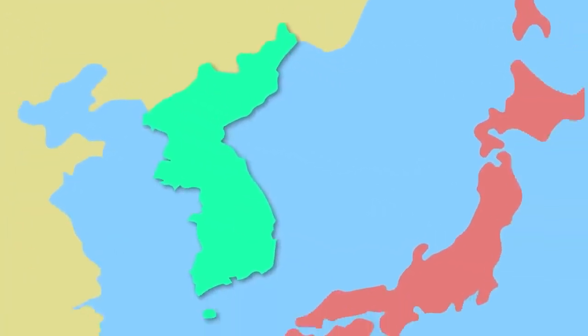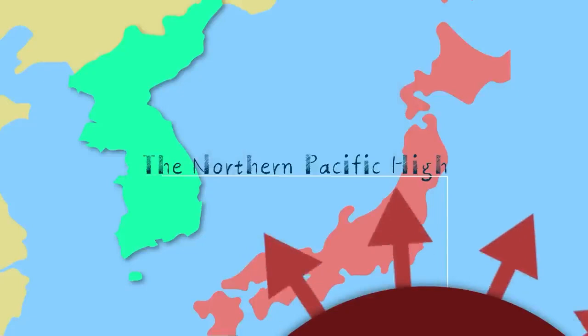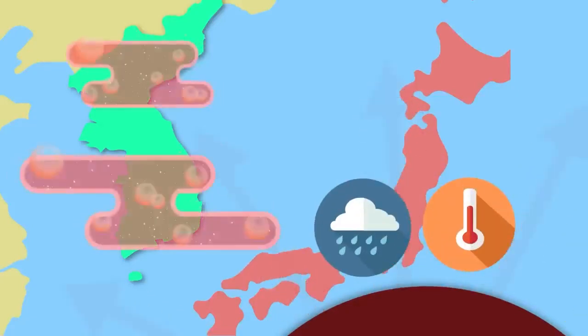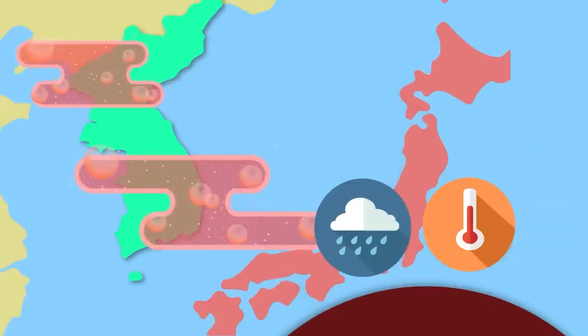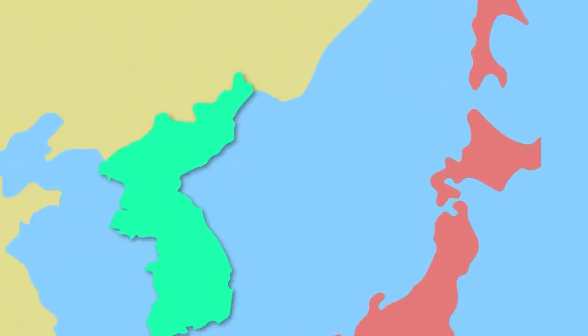The second air mass that affects Korea is the Northern Pacific High. This air mass forms over the ocean at latitudes lower than Japan and is hot and humid. This air mass usually affects Korea in the summer and is what causes our rainy season and hot summers.